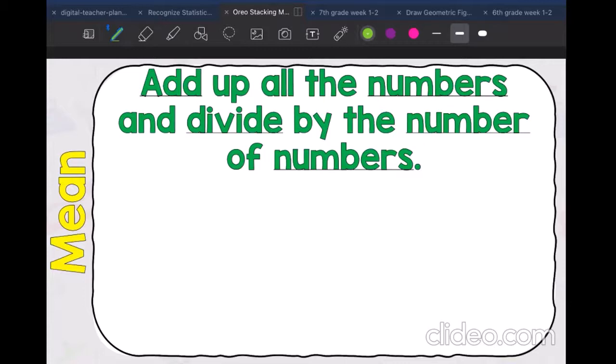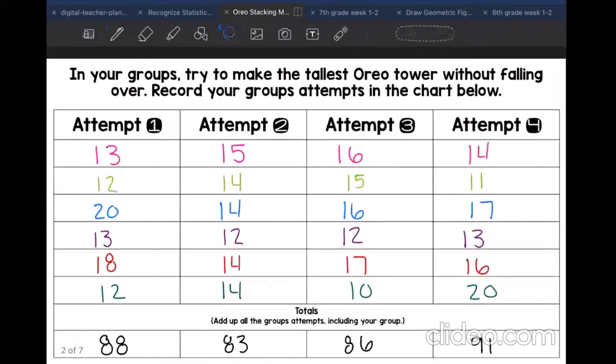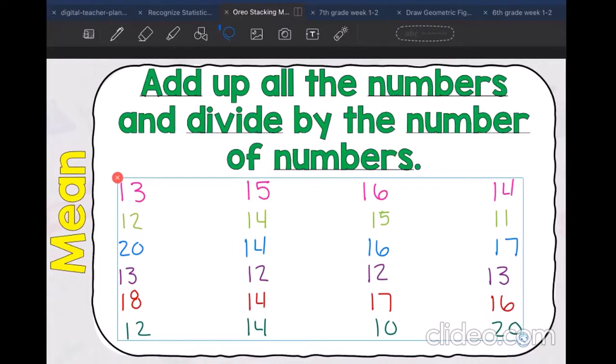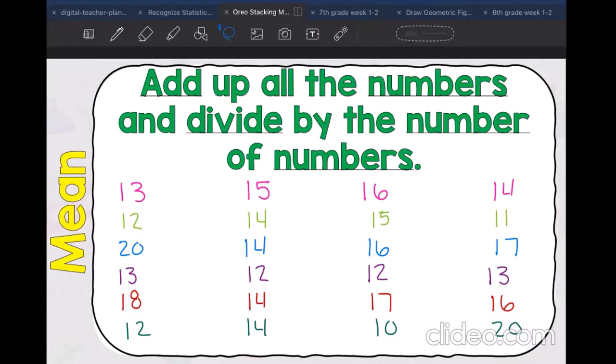So what we're going to do is take all of our numbers here. We're going to do them all. Out of all of our attempts, we're going to find the mean. So what that means is I'm going to take all of these numbers and add them all up.